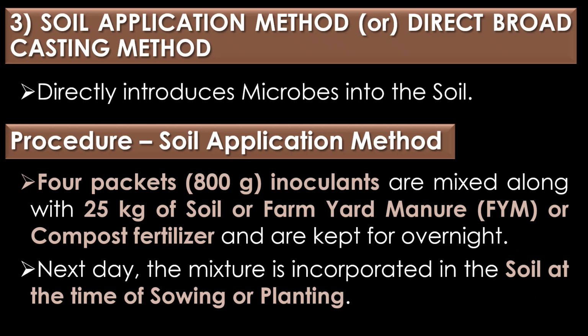The third method of field application is the soil application method or direct broadcasting method. Soil application or direct broadcasting method directly introduces microbes into the soil. Procedure: 4 packets containing 800 grams of inoculants are mixed along with 25 kg of soil or farm manure or compost fertilizer and kept overnight. Next day, the mixture is incorporated in the soil at the time of sowing or planting.